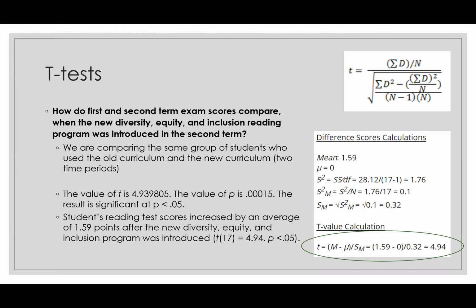So a way that you can write this up in a findings section is: students' reading test scores increased by an average of 1.59 points after the new diversity, equity, and inclusion program was introduced. And then at the end of the sentence, you include that number in parentheses. That 17, that's the number of participants we had, the number of data points, the number of students in the classroom. So t for 17 students equals 4.94, and that is significant because it is at a p-value of less than 0.05.